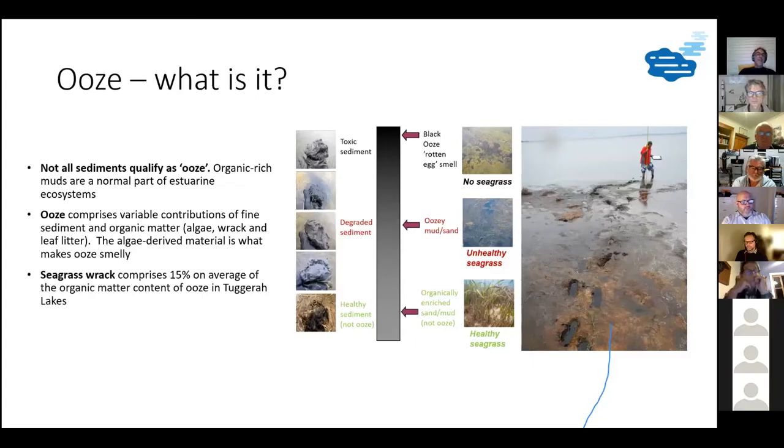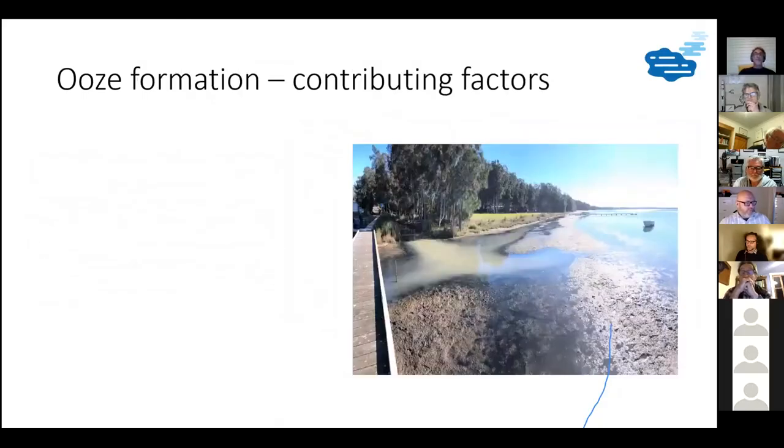And what we found, or what the data show, is that seagrass rack only really comprises about 15% of those ooze sediments on average. And I've just stressed that that's just the ooze sediments themselves. It's not the rack that might be accumulated very nearby or close to those sediments.